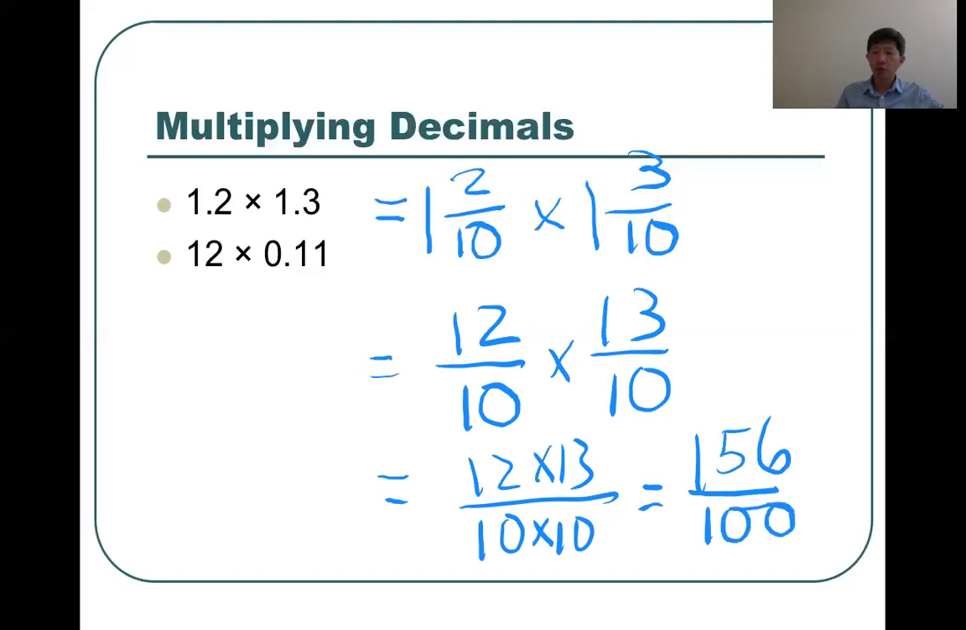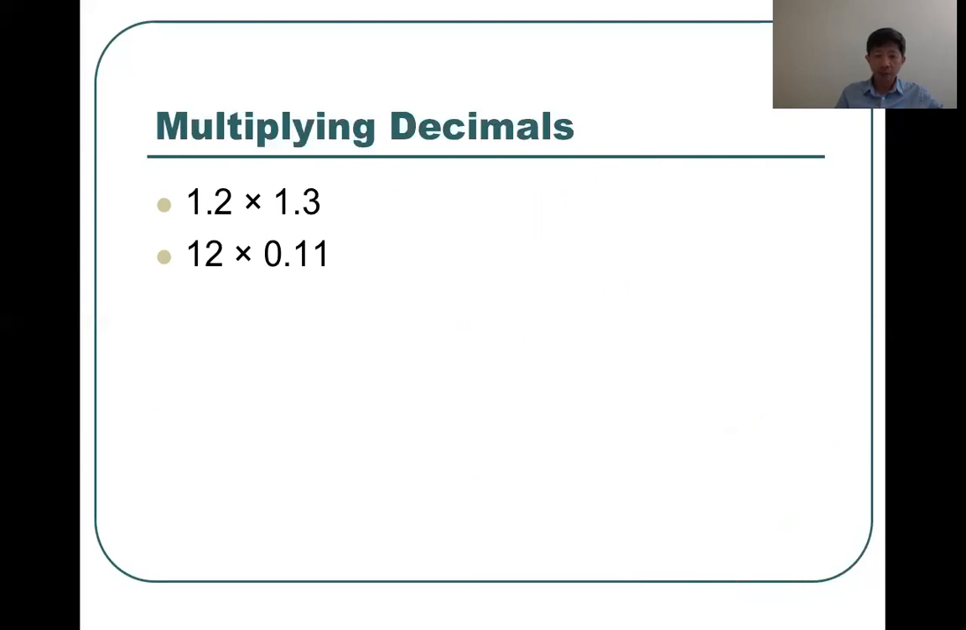So 156 divided by 100, which is 1.56, all right? Which is 1.56, right? So now, if you look at this 156, if we divide it by 10, the decimal point is right there. Divided by 100, oh, the decimal point is right there, right? Now, this answers the question of why we have to move the decimal point.